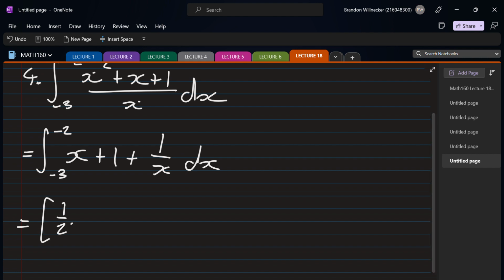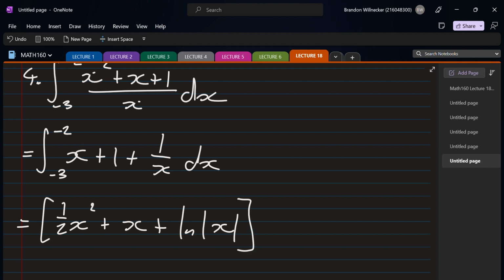So x becomes 1/2 x squared, 1 just becomes x, 1 over x becomes log absolute value x. Please do not forget that. If you put just log x, it's not going to work, because when we substitute these negative values, log of a negative, there's no answer for that. Okay, so please make sure you put your absolute values there. You can only drop the absolute value if you know that the inside part is positive. Here, we know for sure that the inside part is negative, because we can see from the bounds. So we have to put absolute value there.